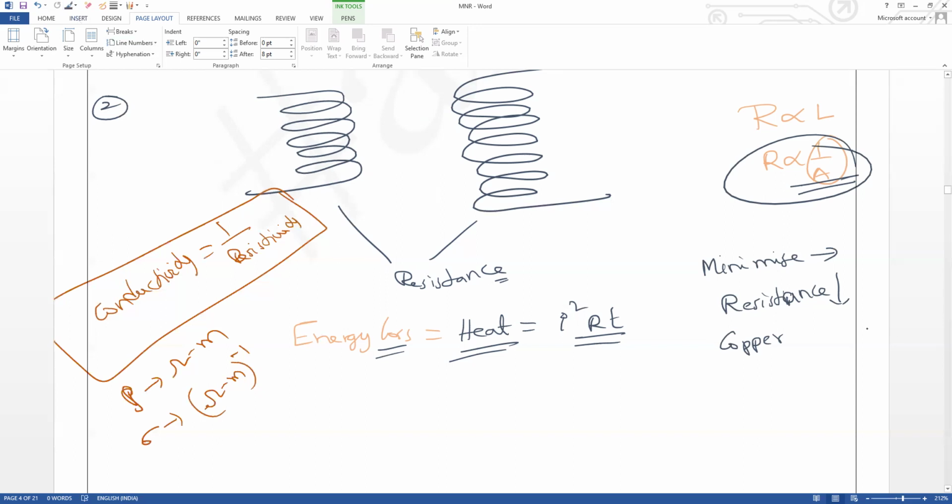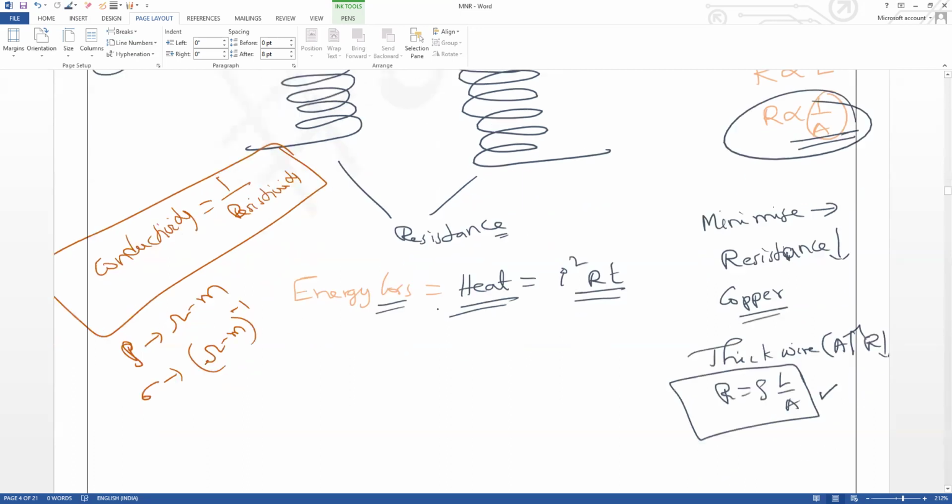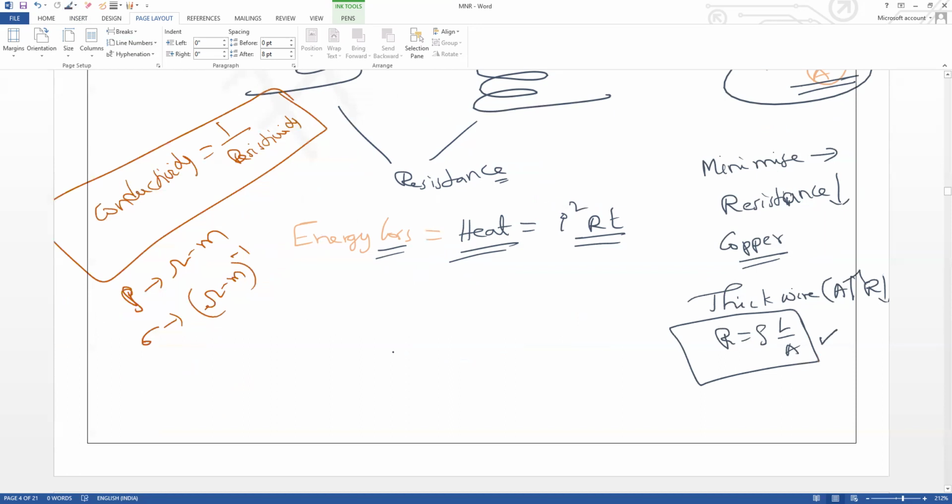So we have to use a better conductor, copper, to reduce the resistance, and also consider the thickness of the wire. Do we use a thicker wire or thinner wire? Thicker wire. So area increases, resistance decreases. Why? Resistance equals resistivity into L by A. Do you all remember the formula? All of you understand?